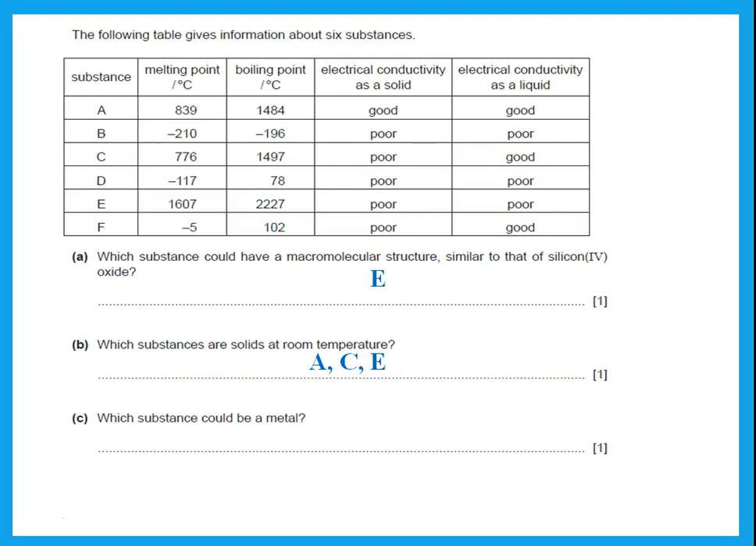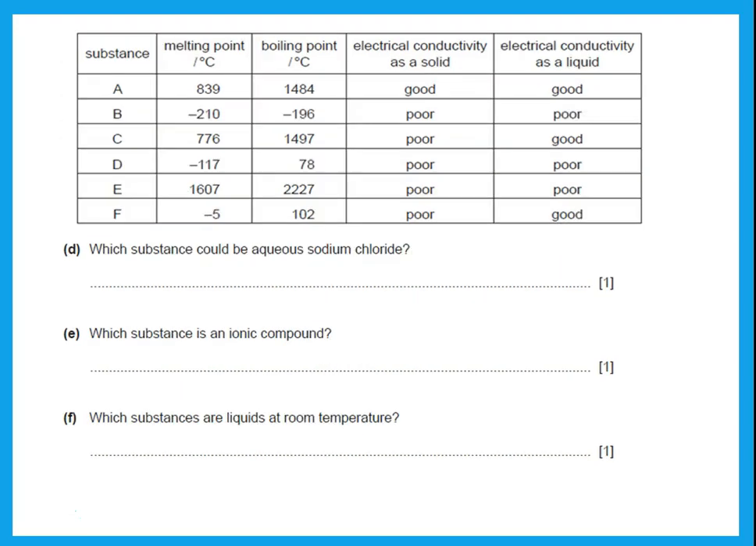Which substance could be a metal? Remember that a metal would have good conduction, both as a solid and as a liquid, and a very high melting point and boiling point. So A is a metal. Okay, another question. Which substance could be aqueous sodium chloride? Aqueous sodium chloride just means a solution of sodium chloride in water. If it is pure water, the melting point is what? The melting point is 0 and the boiling point is 100.